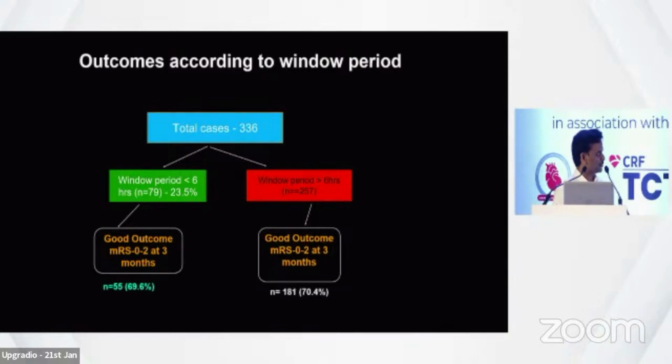But the outcomes are comparable. Outcomes are not lesser in patients who are more than 6 hours. So it is not the time window, but the tissue window that is more important. If you are selecting the same set of patients with the same core of infarct, whether you're taking less than 6 hours or more than 6 hours, the outcomes at the end of 3 months, although the patients who come at less than 6 hours will recover faster, are comparable, in the range of around 70%.